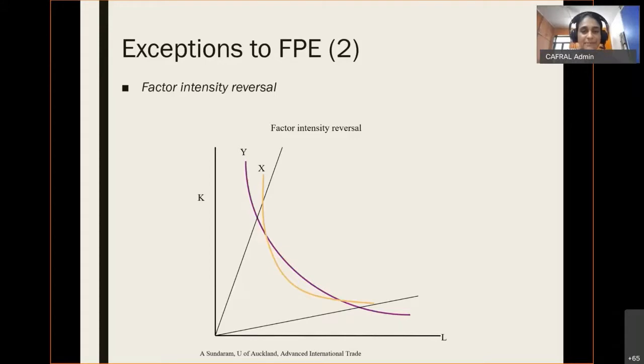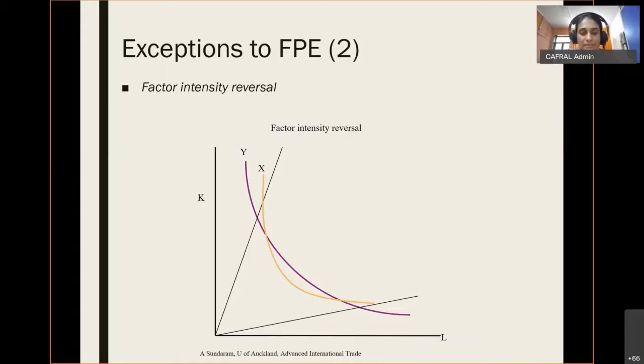The second exception is what we call factor intensity reversal. So look at these two isoquants, X and Y. They look a little bit weird if you notice. Why do they look weird? They look weird because they're intersecting at 2 points. What does that mean?